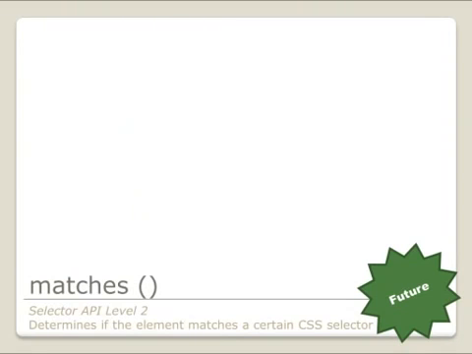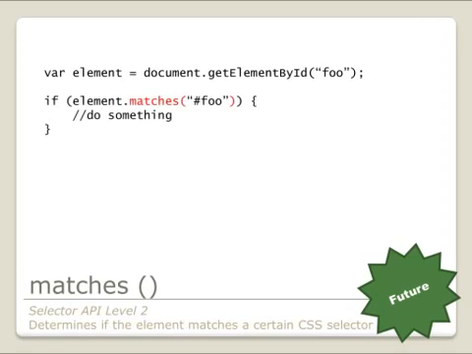Now, matchesSelector will eventually be renamed to matches. This renaming is a recent addition to Selectors API Level 2. It works mostly the same way. When you get an element, you can say matches and pass in a CSS selector.